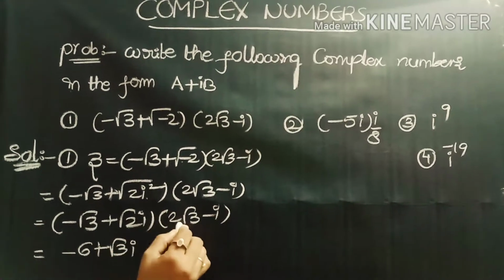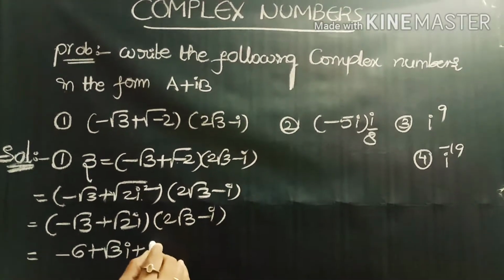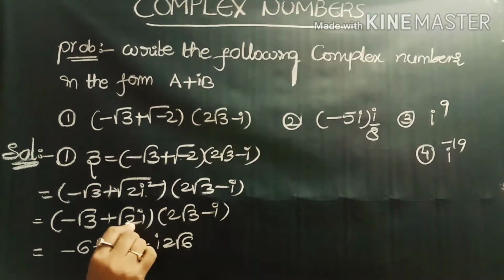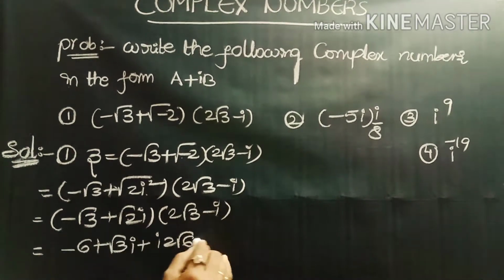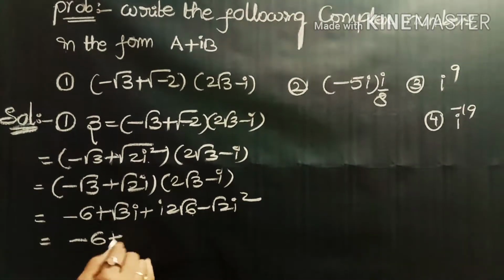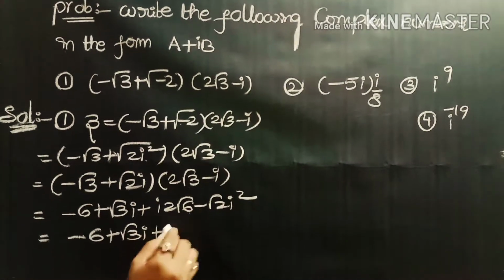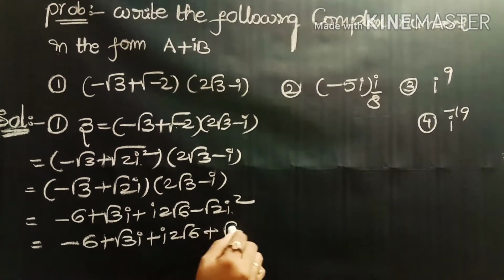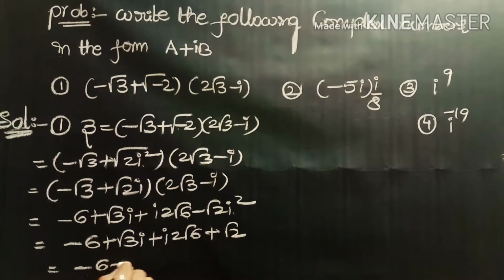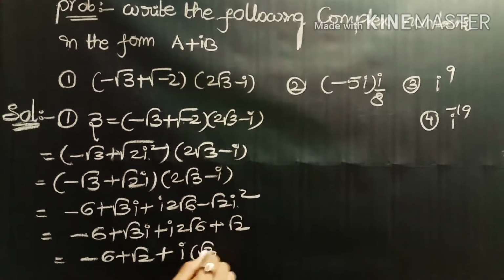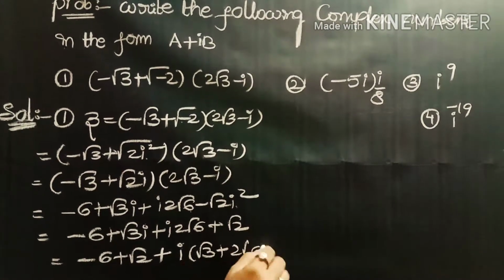Next, root 2 i into 2 root 3, that is i into 2 root 6, since root 2 into root 3 is root 6. Next, root 2 i into minus i, minus root 2 i square. Now this is minus 6 plus root 3 i plus i into 2 root 6. My i square is equal to minus 1, so it becomes plus root 2. Now this is minus 6 plus root 2 plus, taking i common here, i into root 3 plus 2 root 6. Now which is in the form a plus ib.